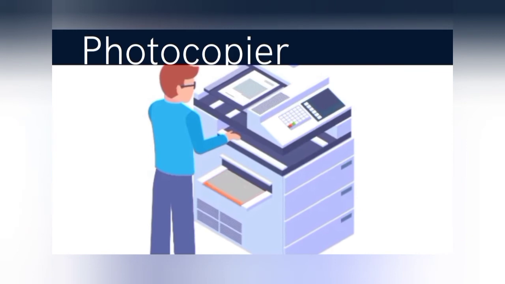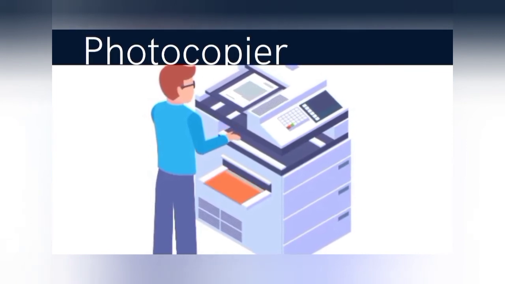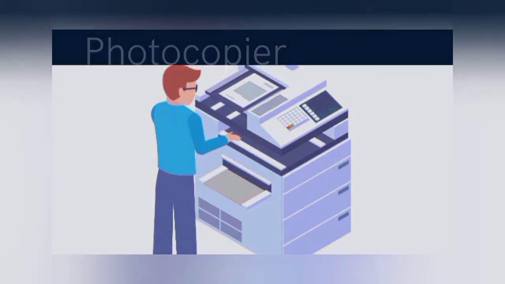The next office equipment is the photocopier. This is basically used for producing the exact copy of a document. So this will help the organization either produce for their own transaction and for their customer.